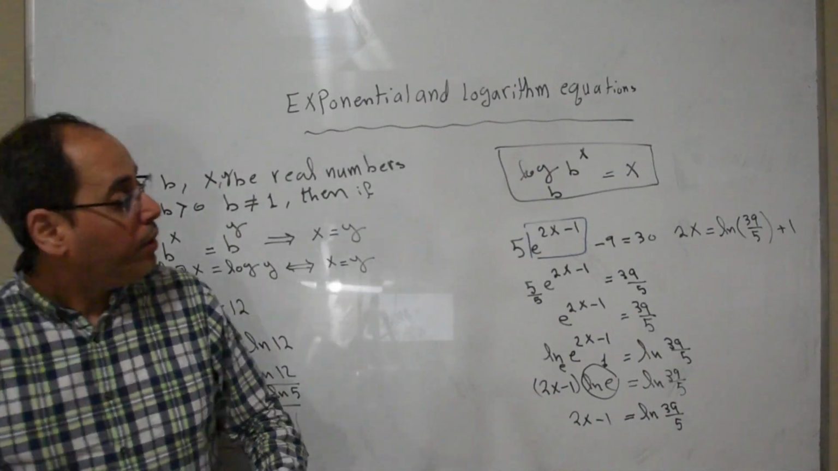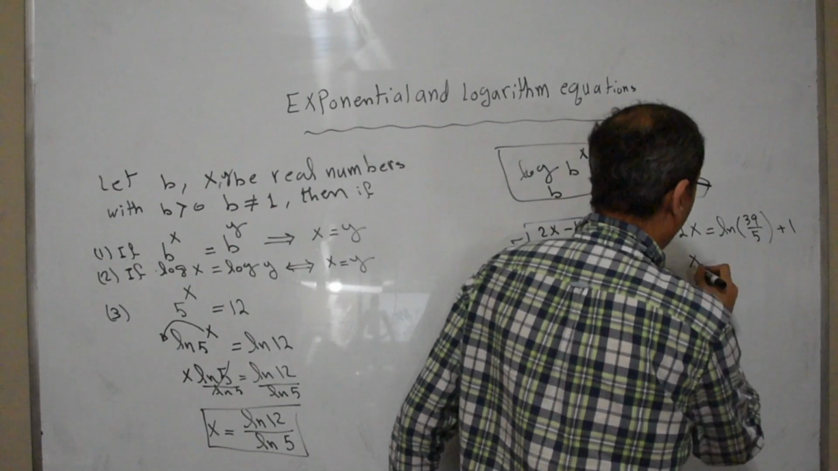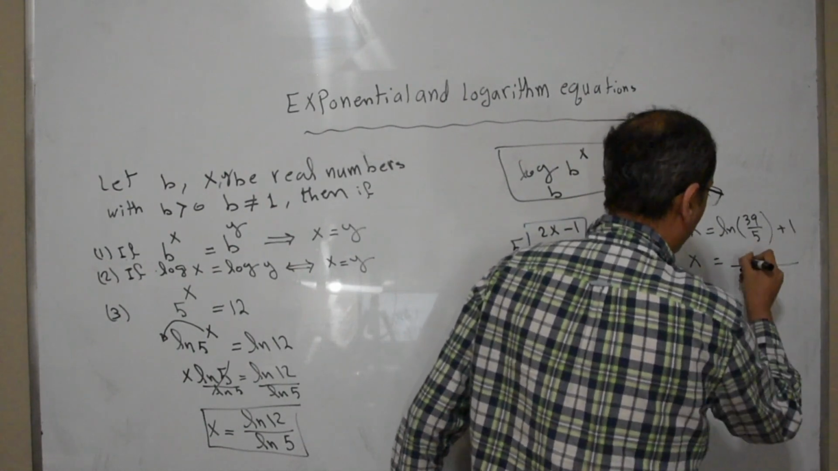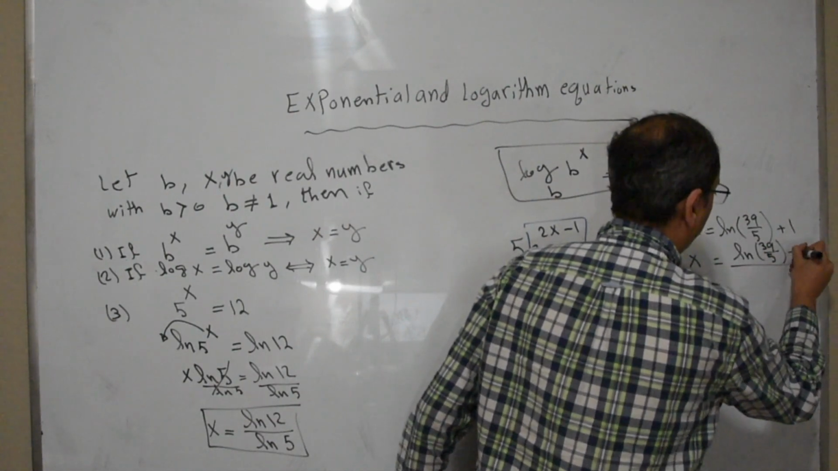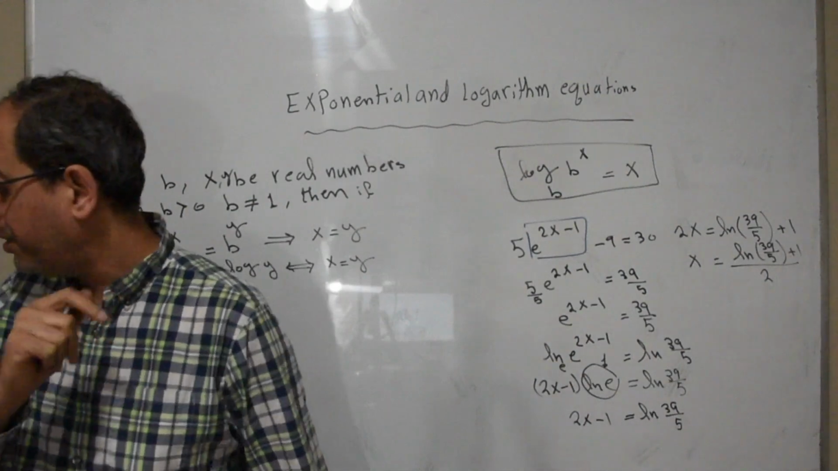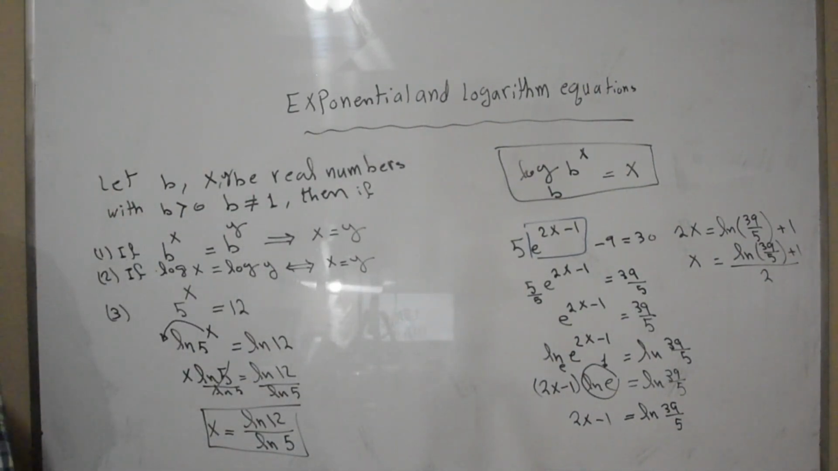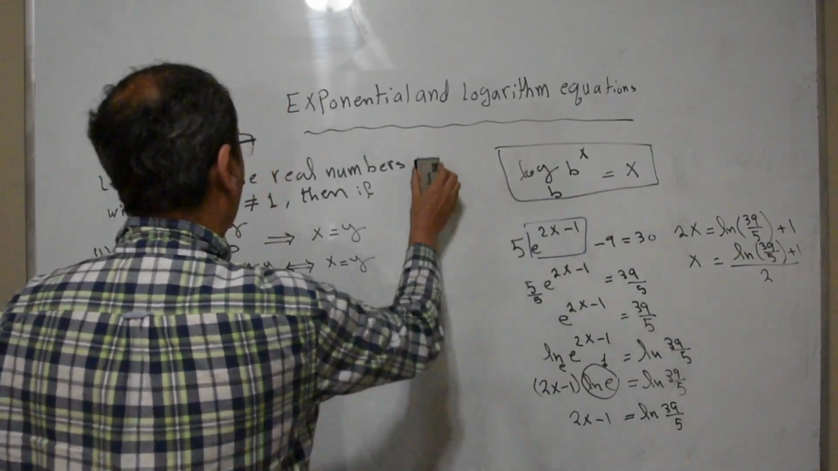Alright, so now the last step, I want to isolate x. I will divide by 2, so x equals all of this, the natural log of 39 over 5 plus 1, divided by 2. Okay, let's get one more example, using the same idea of that rule.